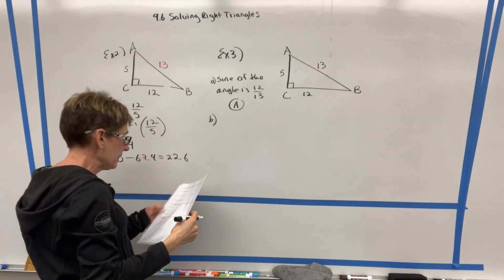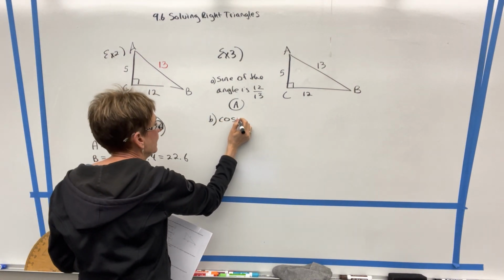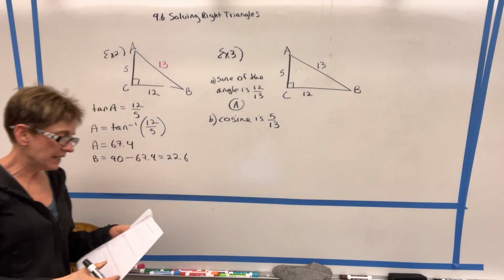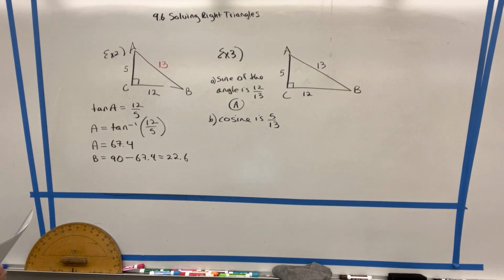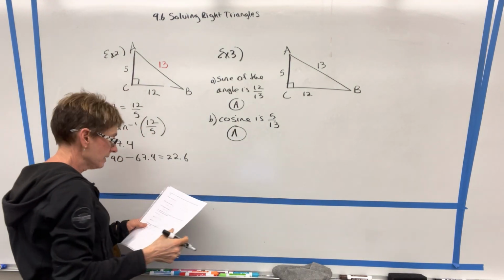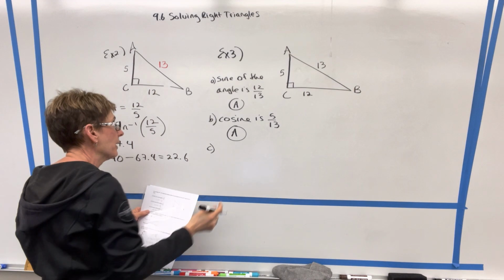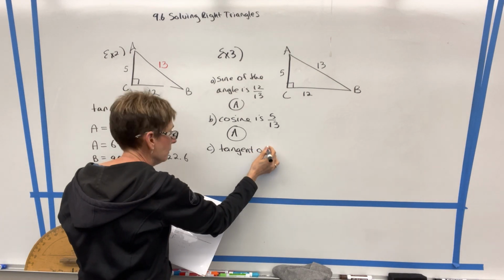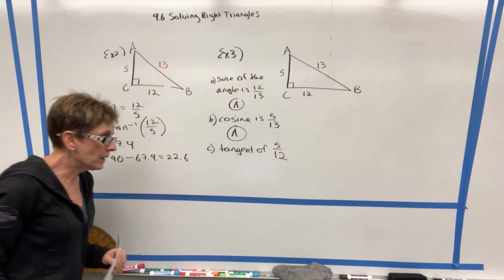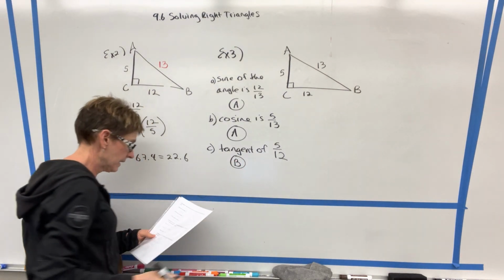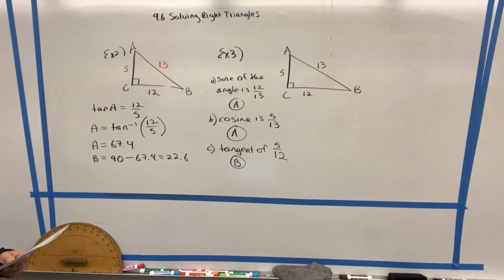All right, now for part B, the question is, the cosine of this angle is 5 over 13. So which angle has a cosine of 5 over 13? Keeping in mind that cosine means adjacent over hypotenuse, this would again be angle A. Okay, and then for the third part of example number 3, they want to know the angle that has a tangent of 5 over 12. What angle has a tangent of 5 over 12? Well, tangent means opposite over adjacent, so that would have to be angle B. Angle B would have a tangent of 5 over 12.